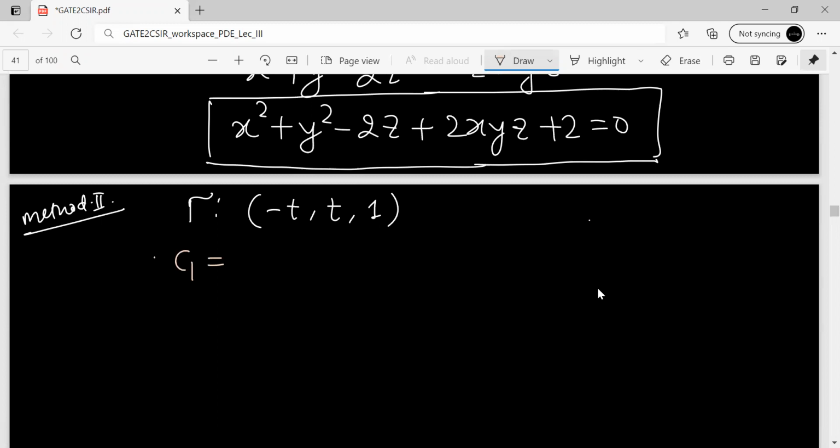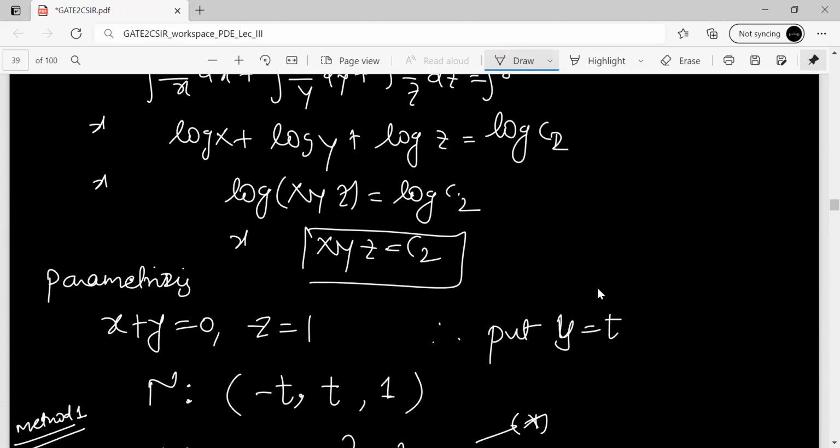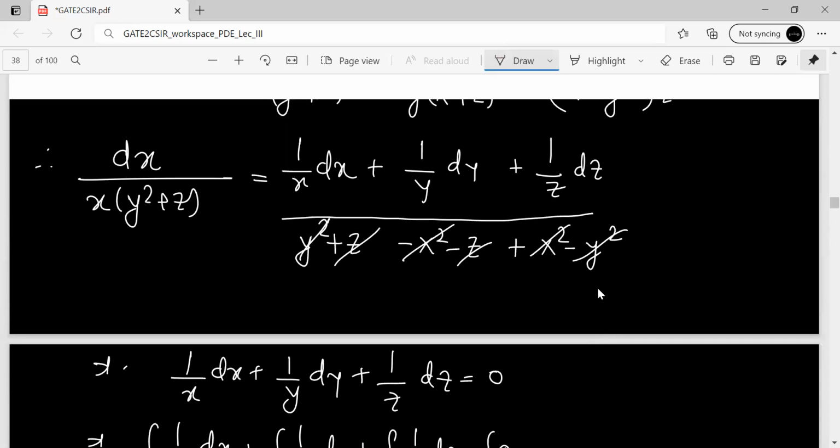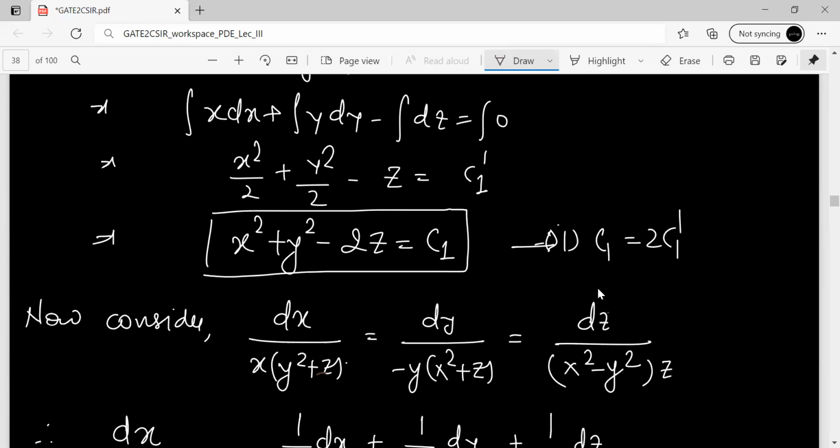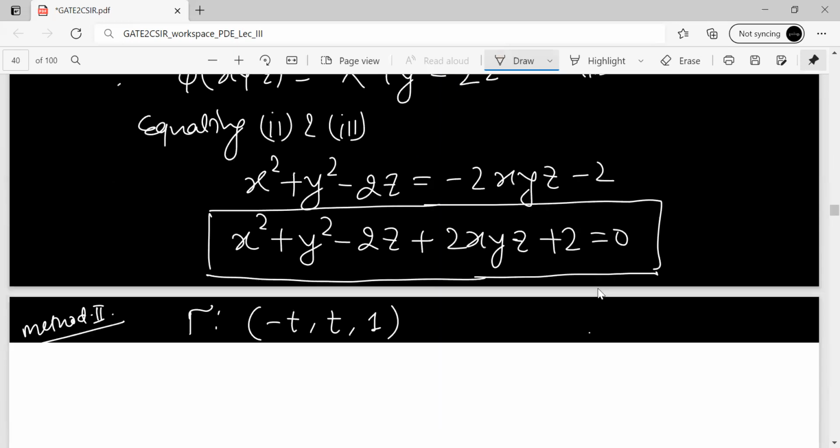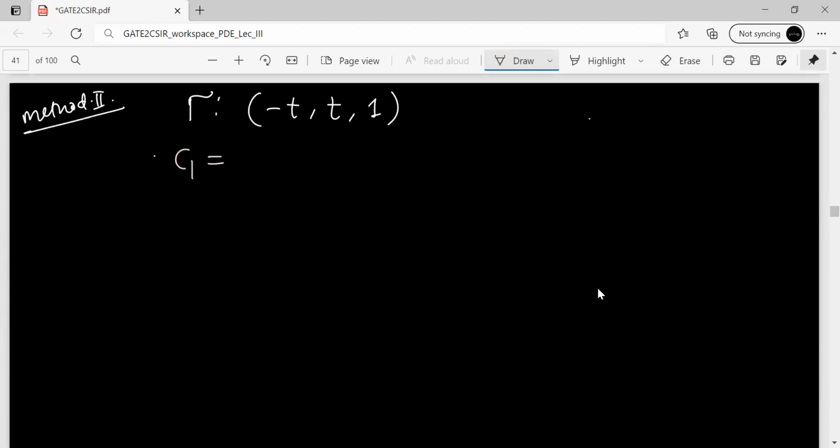What is C1, by the way? C1 was x square plus y square minus 2z. And C2 was just simply xyz. So instead of writing phi as a function of C1 and C2, you simply substitute these values and even remove this C1 and C2 by some calculation.